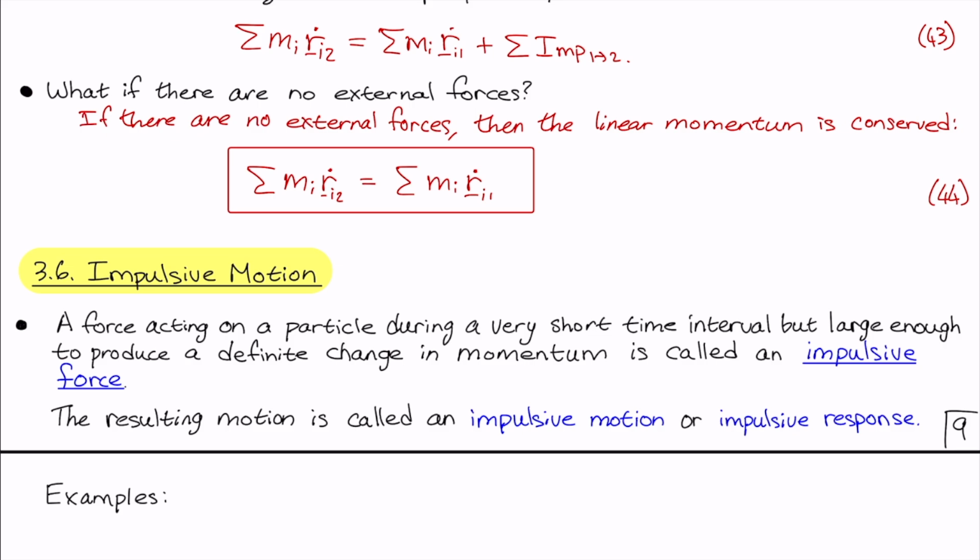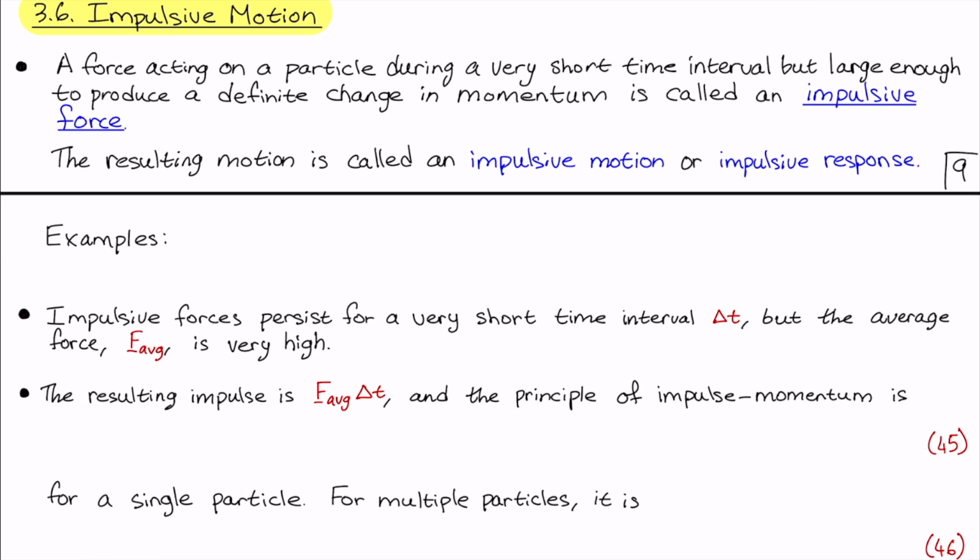All right, so we're now ready to move on to discuss impulsive motion. So impulsive motion involves a force that acts for a very short time, but is very large. So just to read what we have here, a force acting on a particle during a very short time interval, but large enough to produce a definite change in momentum, is called an impulsive force. And then the resulting motion is called an impulsive motion or an impulsive response.